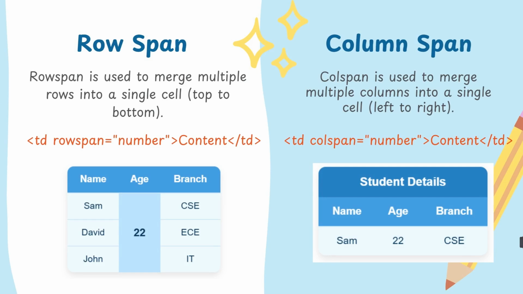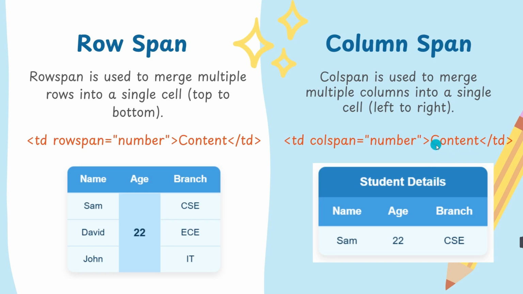Now sometimes we want to merge cells. If one cell becomes wider and covers many columns, just like this student details, covering many columns like name, age, and branch, then we call it column span, or colspan. Colspan is used to merge multiple columns into a single cell. We keep td and specify the number of columns we want to merge. Here we specify 3, because we want to merge 3 columns. And the content, the student details, comes here in between the td tag.